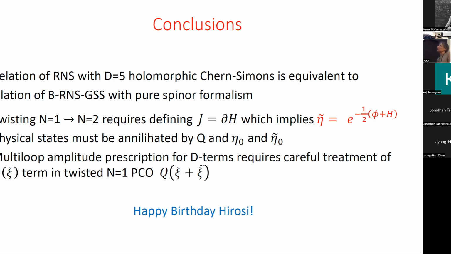Now, twisting requires constructing this J, which implies that you have this eta tilde, which can be explicitly written in terms of J, where J is the derivative of H. And physical states, if you want them to describe the superstring states, have to be annihilated by all of them. This implies, as I mentioned, that when you do the transformation from n equals 1 to n equals 2, you have to include the contribution of this Q of psi in the picture changing operators if you're going to analyze D terms in this pure spinor form. Hopefully this will be useful for understanding better the relation. Let me just finish by again thanking UOC and congratulating him on his birthday.